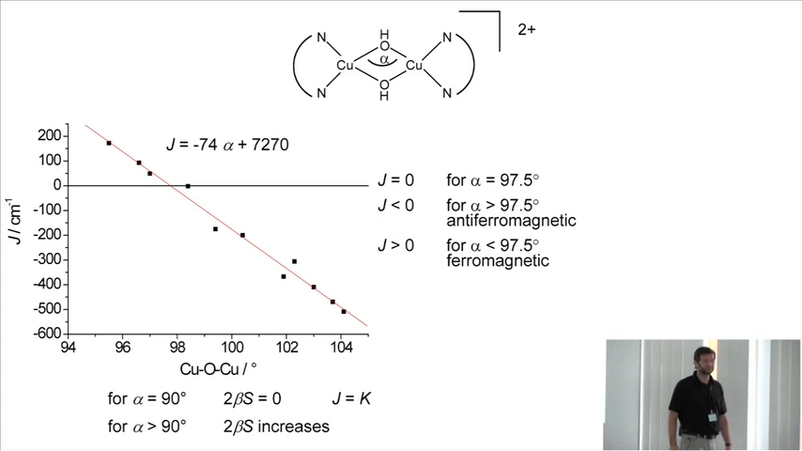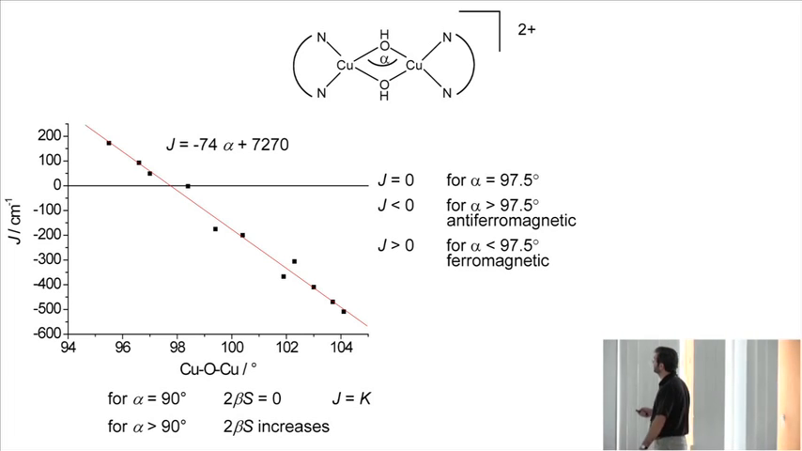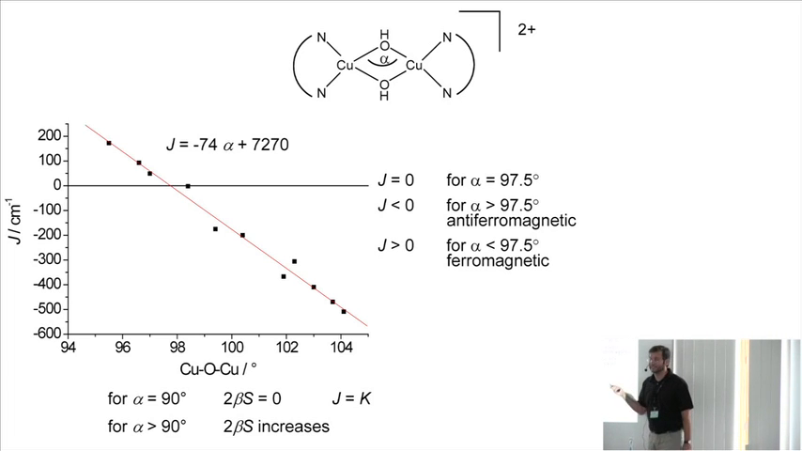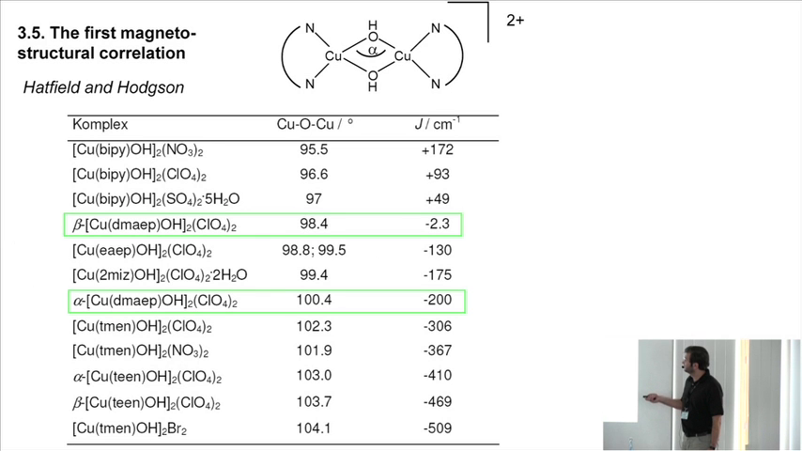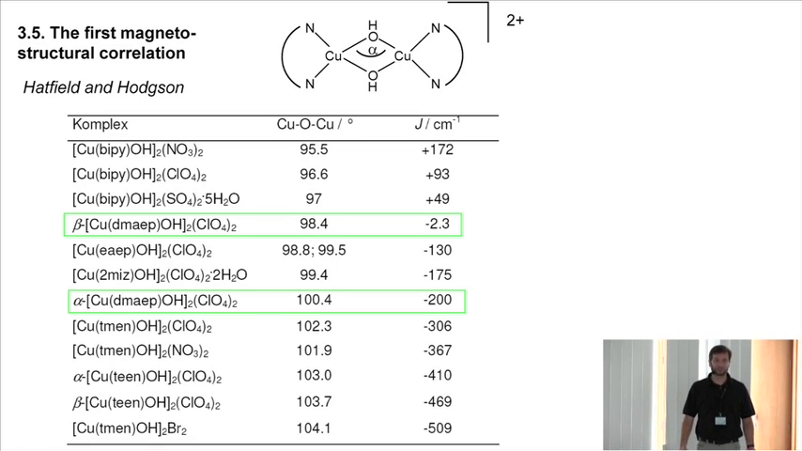Olivier Kahn, he was a very strong person with very strong opinions. He said to this example, accidental orthogonality. Accidental. Because look at this. You have the same compound just crystallizing in different space groups, and you have completely different angles and therefore different coupling constants. You cannot control it.